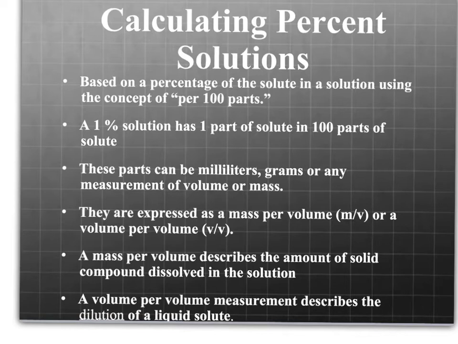So these parts can be milliliters, grams, any measure of volume or mass. They're expressed in two different ways. You can do a mass per volume or a volume per volume. You just have to watch your units. So the mass per volume description tells you how much of the solid is dissolved in the solution. The volume per volume tells you how much of a liquid is dissolved in the solution.